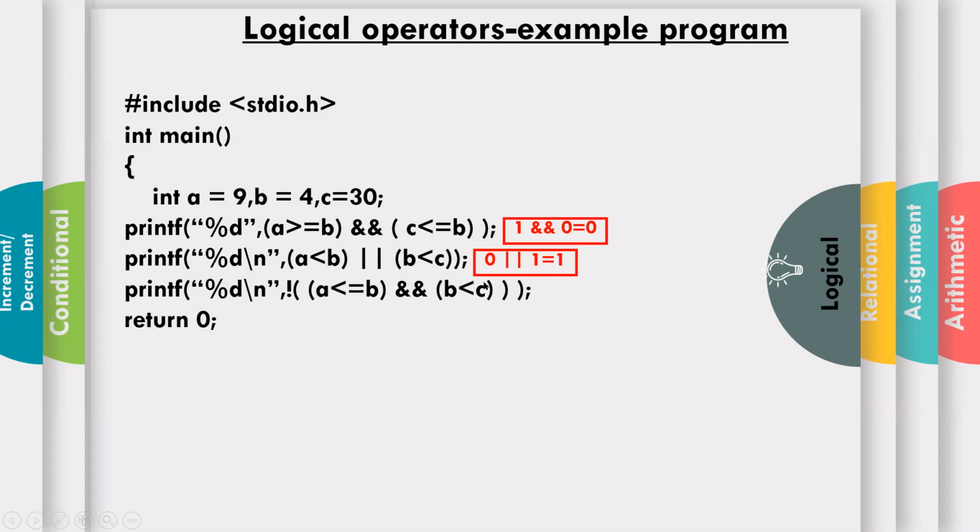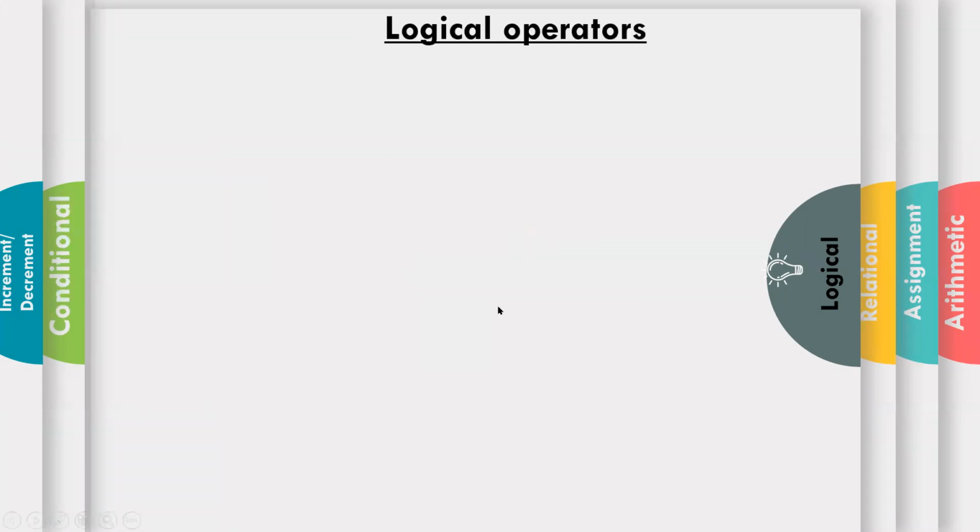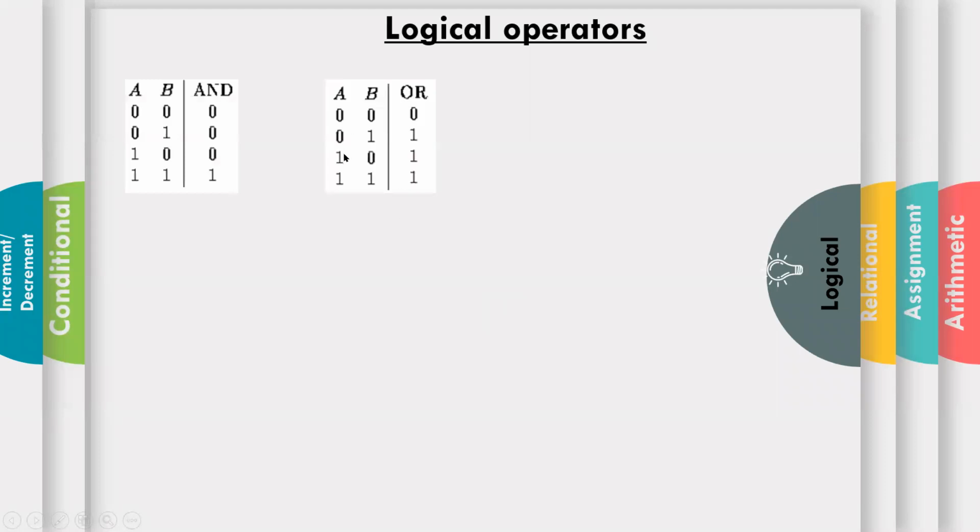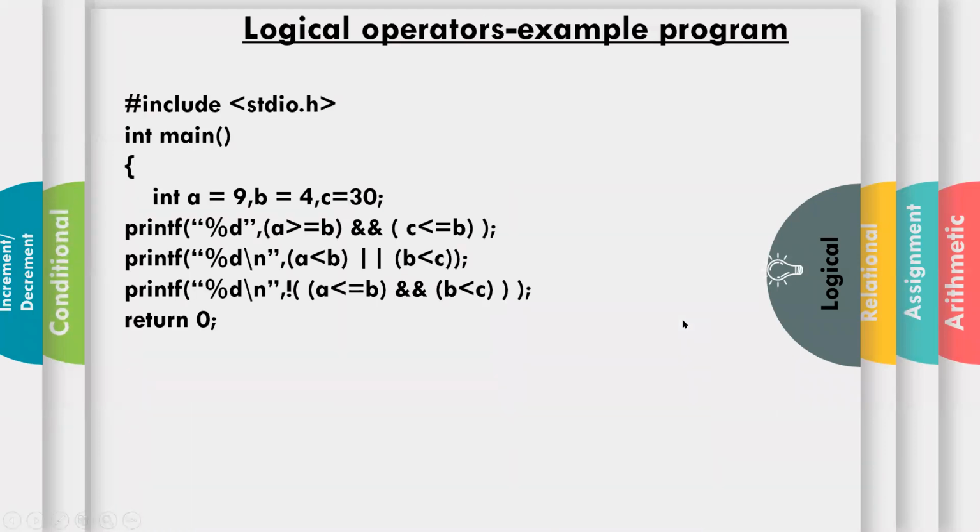Similarly, A less than B, A is 9 and B is 4. 9 less than 4, false, so this is 0. B less than C, yes, 4 less than 30, true. So 0 or 1. In the OR operation, 0 or 1, you go to see the table. 0 or 1, output is 1. So the final answer here is 1. You need to remember the table.